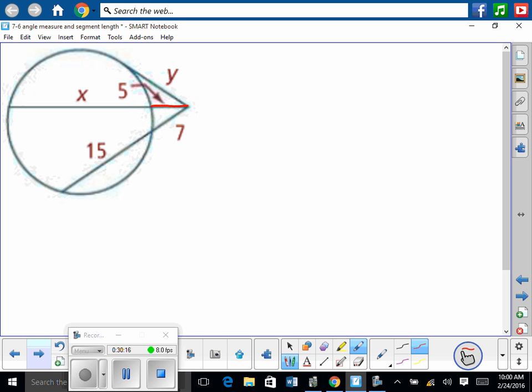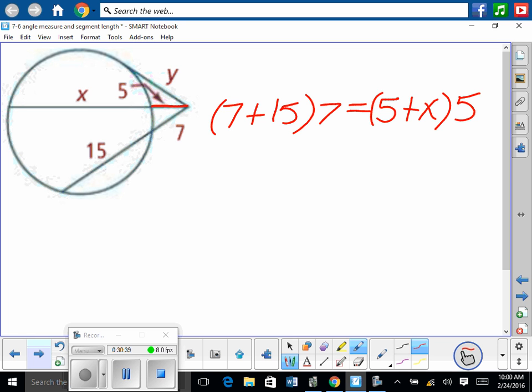Okay, so let's focus on this segment here. So we'll be doing 7 plus 15 times the outside, right? Is equal to the outside 5 plus 5, and then plus x, right? 5 plus x times 5. So let's solve that one really quick. Go, help me out.